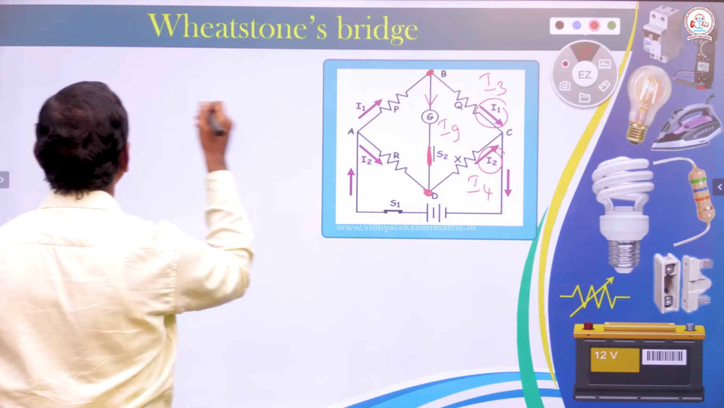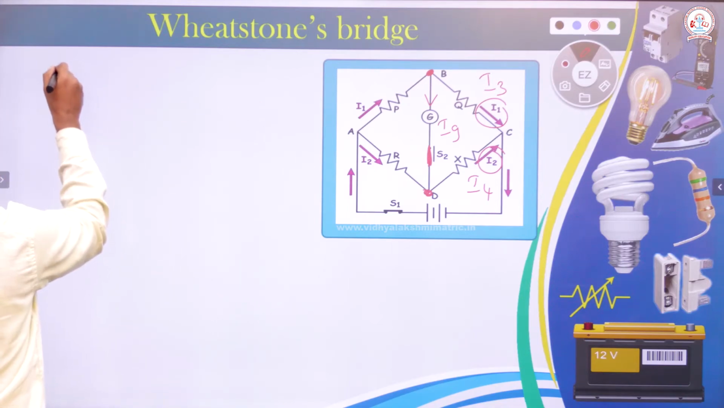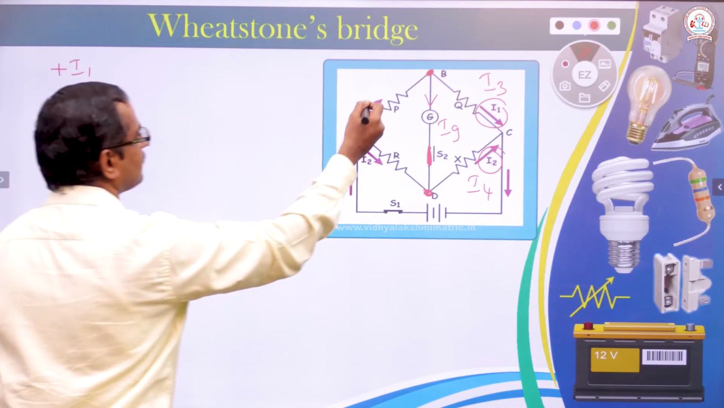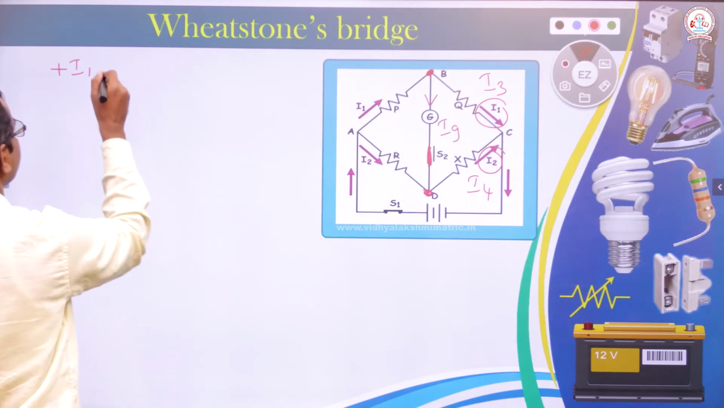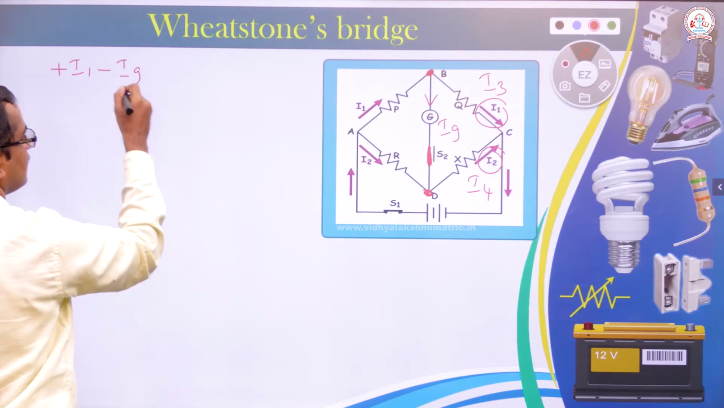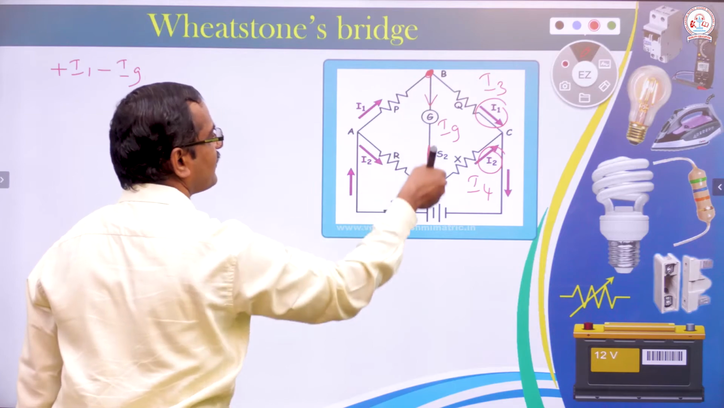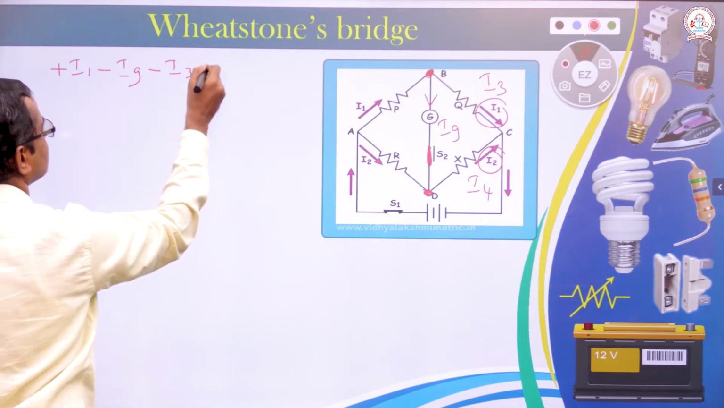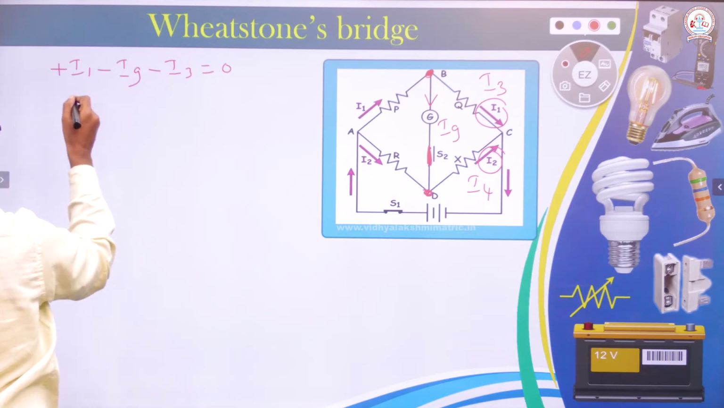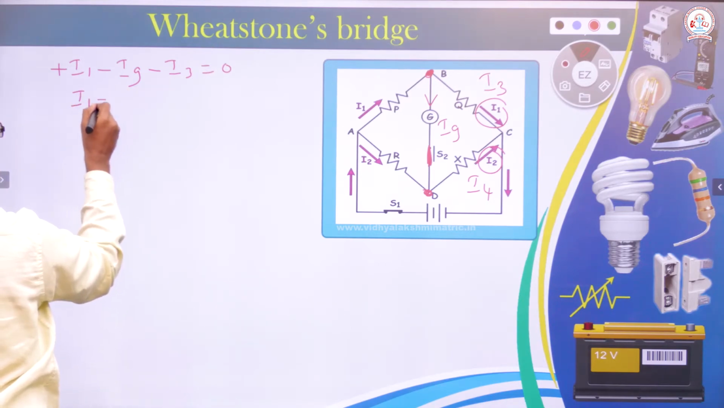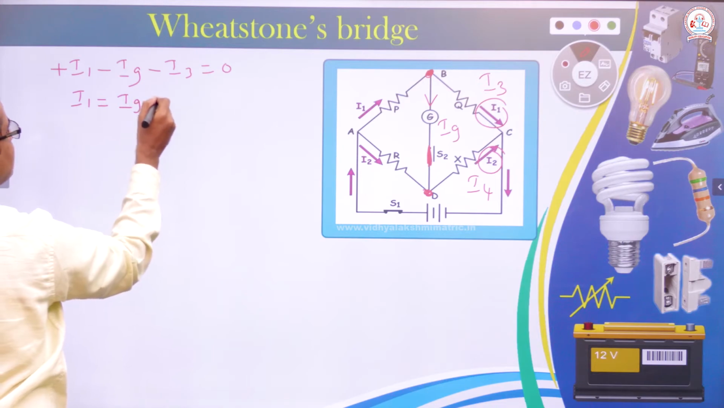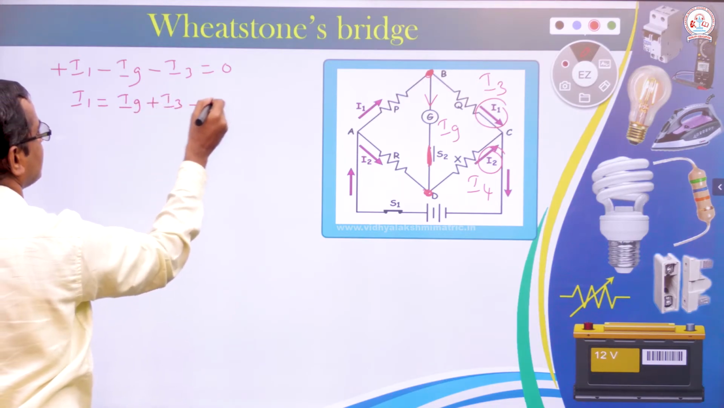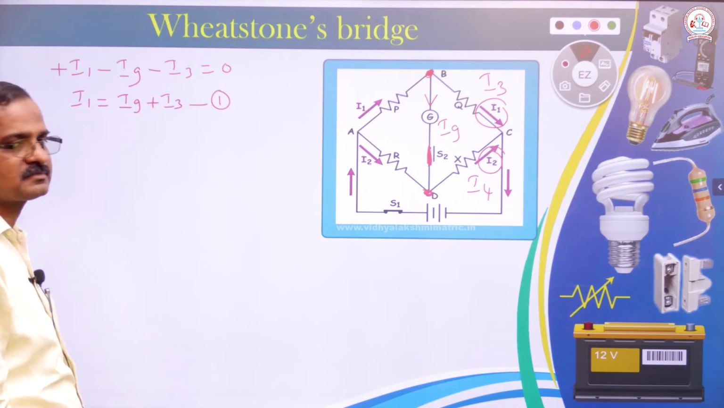So we can write that I1 is flowing towards the junction, so it is plus I1. Ig is going away from the junction, therefore minus Ig. This is the junction, Ig is going away. I3 is also going away, therefore minus I3. That is equal to 0. This equation can be written as I1 equal to Ig plus I3. Keep it as the first equation.